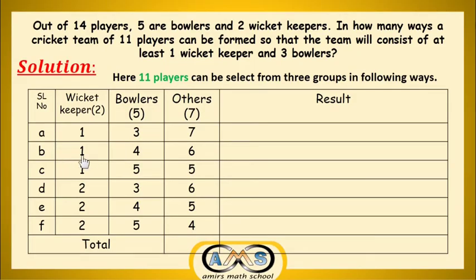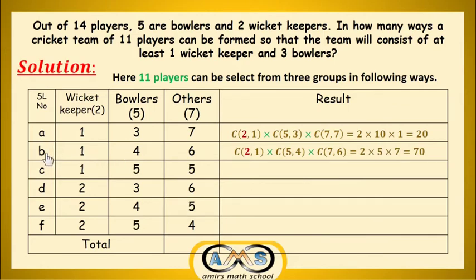In this 6 way, we can form a 11 player team from these 14 players. So let's find the result for the first case. That is, select 1 from 2, that is C21, select 3 from 5, that is C53, and select 7 from 7, so C77. The result is 20.